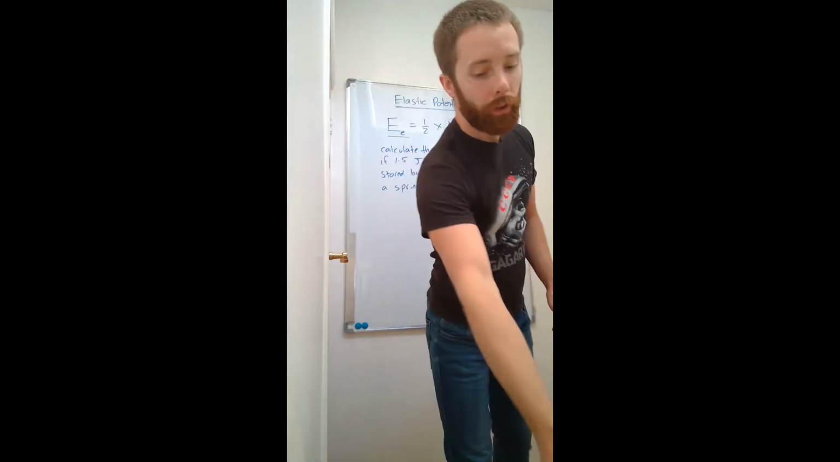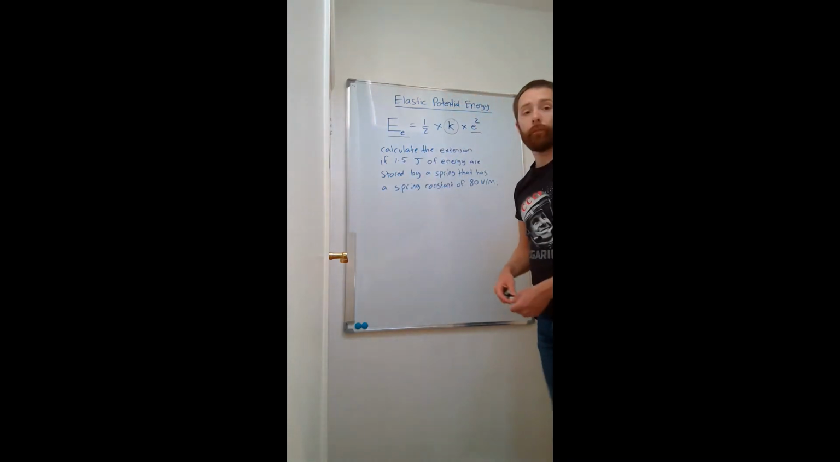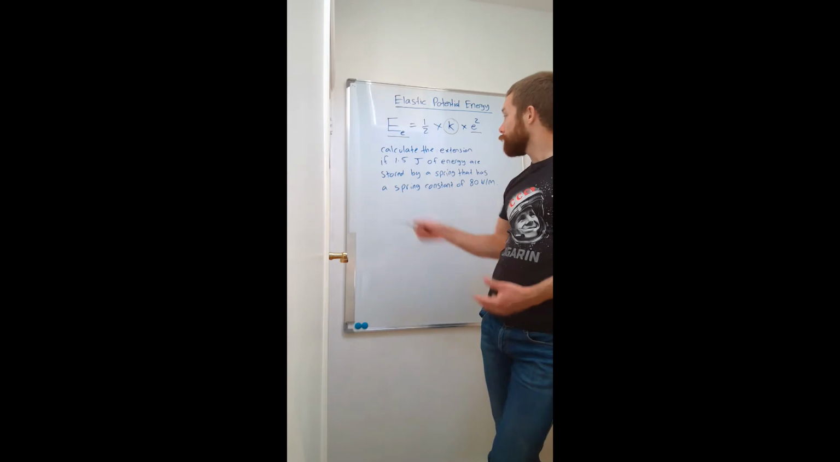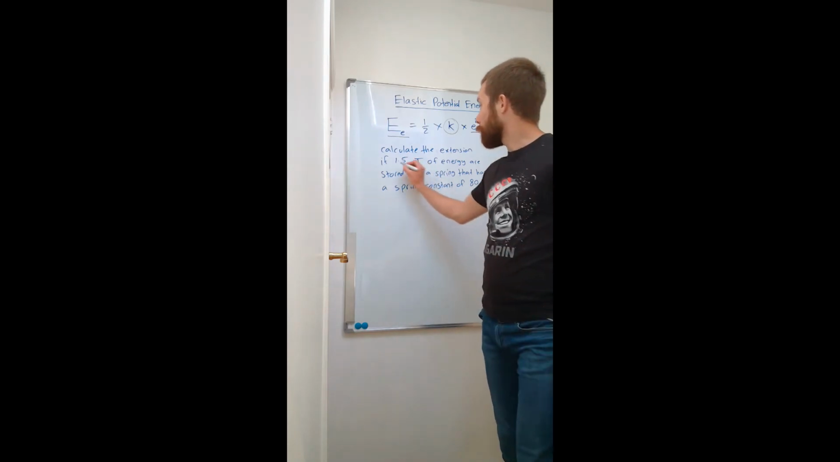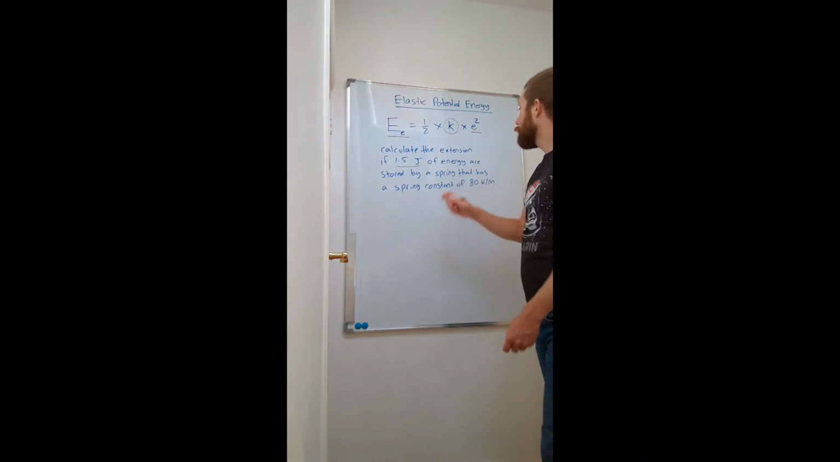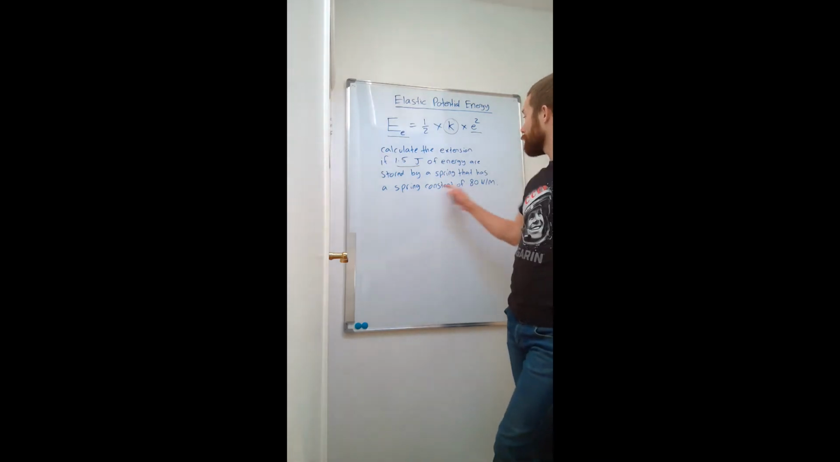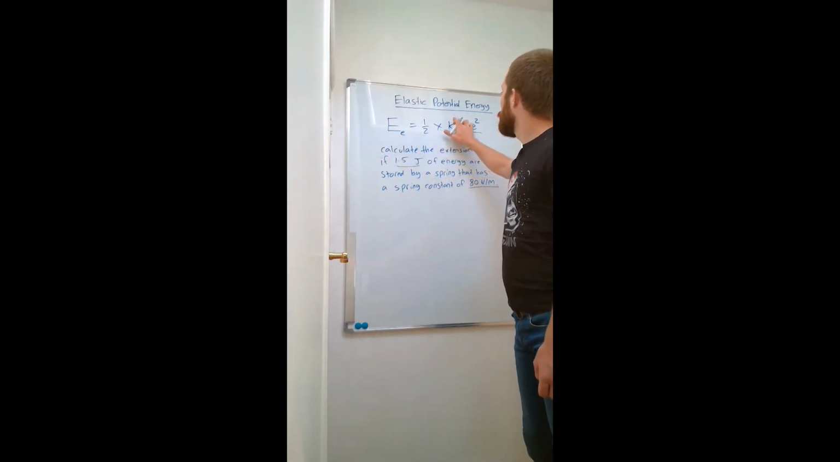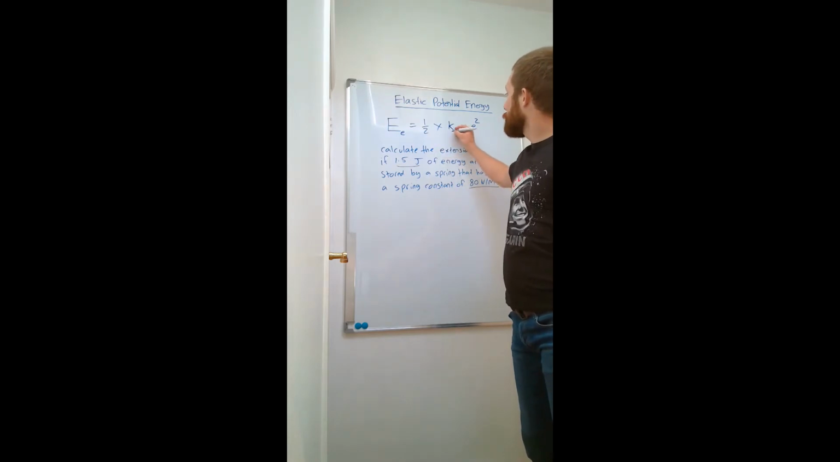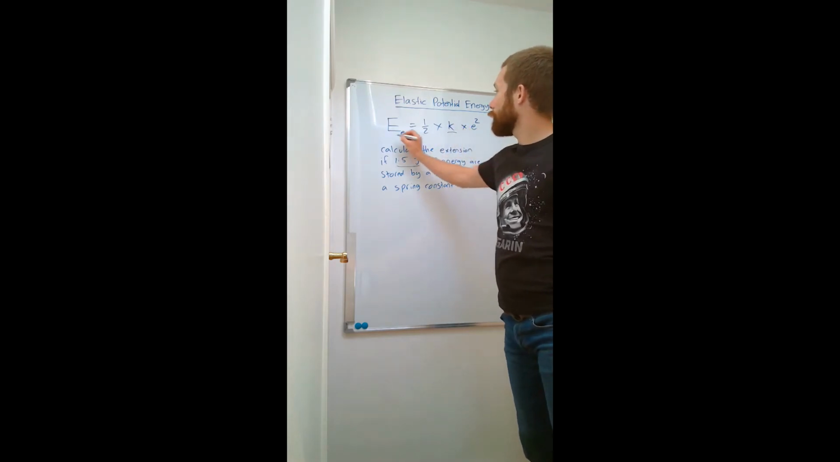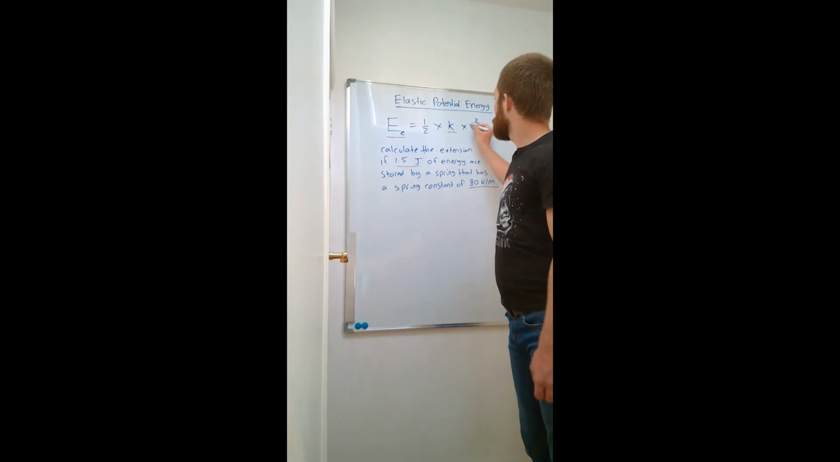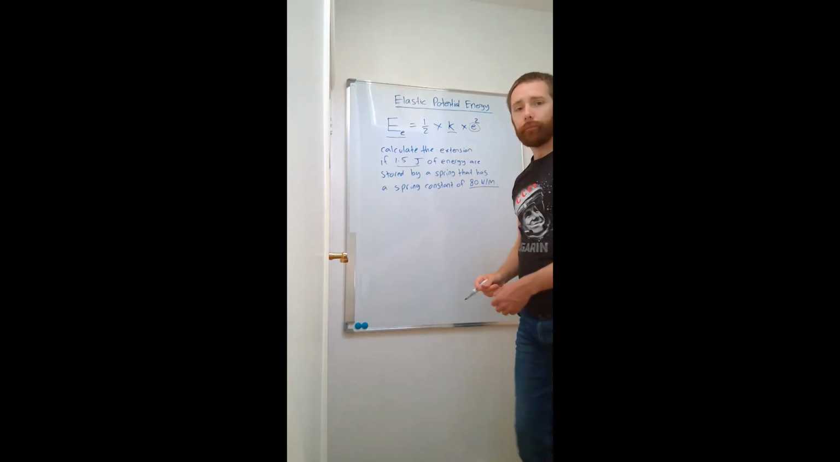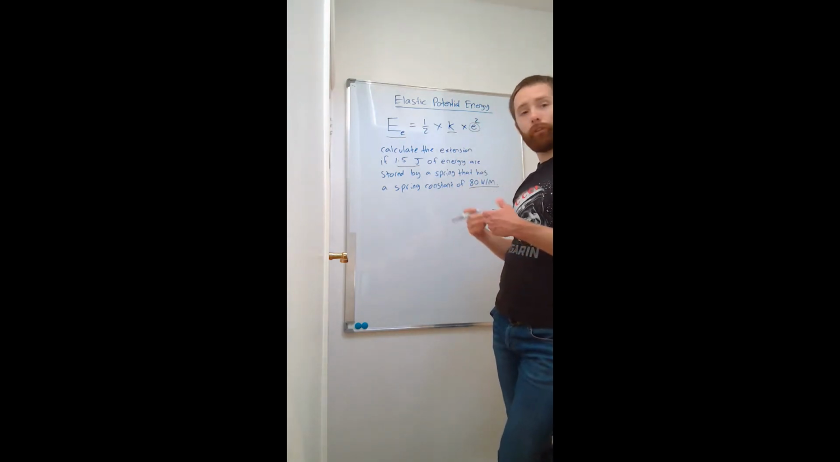Okay, so this one I've said calculate the extension if 1.5 joules of energy are stored by a spring that has a spring constant of 80 newtons per meter. So this time what they've given me is a spring constant and an energy, and I'm looking for the extension. Okay, so I'm going to do the same thing again.